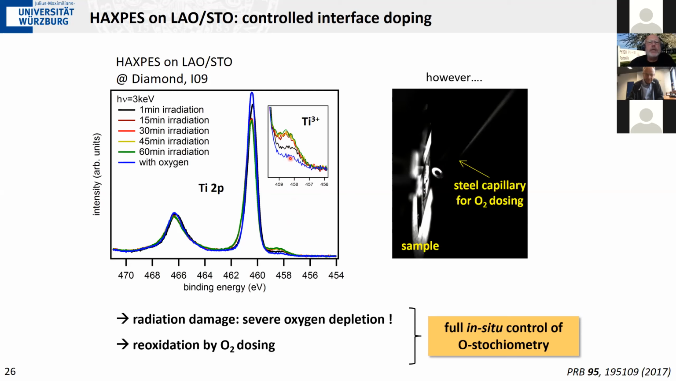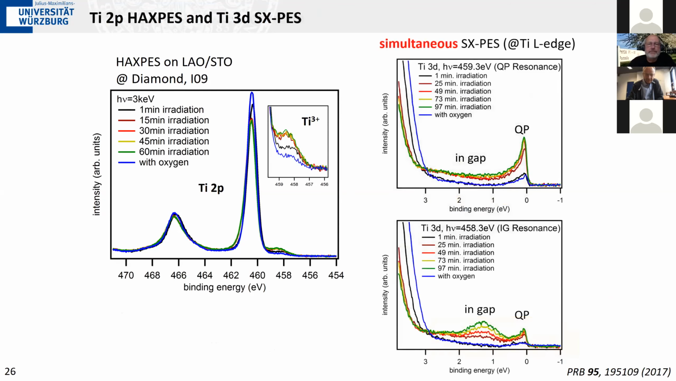It's actually while we are exposing the oxygen. We can do this simultaneously, taking the data and exposing it to oxygen. You see that we can strongly reduce the titanium-3+ signal, which is a clear signal for reducing the density of oxygen vacancies. So we have full in situ control of the oxygen stoichiometry at the interface while we are doing our experiment. And that's what we're doing now to study the effect on the quasi-particle and the in-gap state.